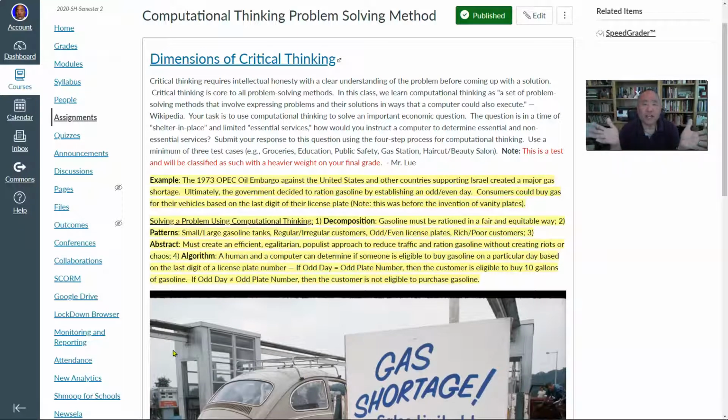You or I can do that, solve that problem. But what we're looking for is an algorithm or a set of instructions that a computer can understand. That essentially is an if-then statement, right? If odd plate and it's an odd day, serve gasoline. If it's an even plate and it's an odd day, don't serve gasoline. Okay? So that's that example here.